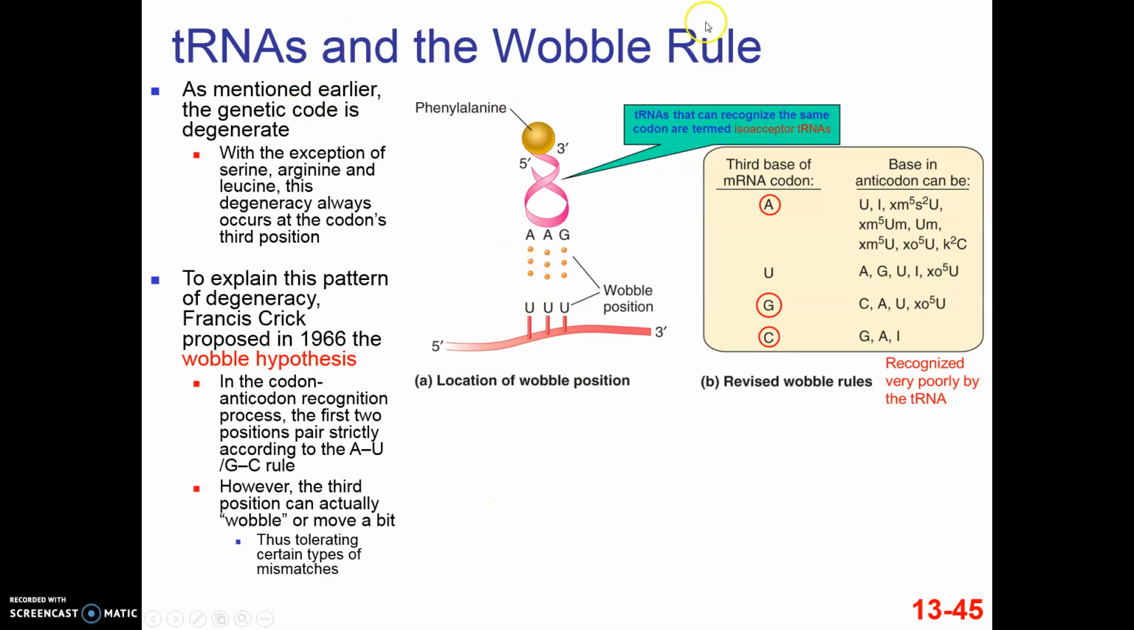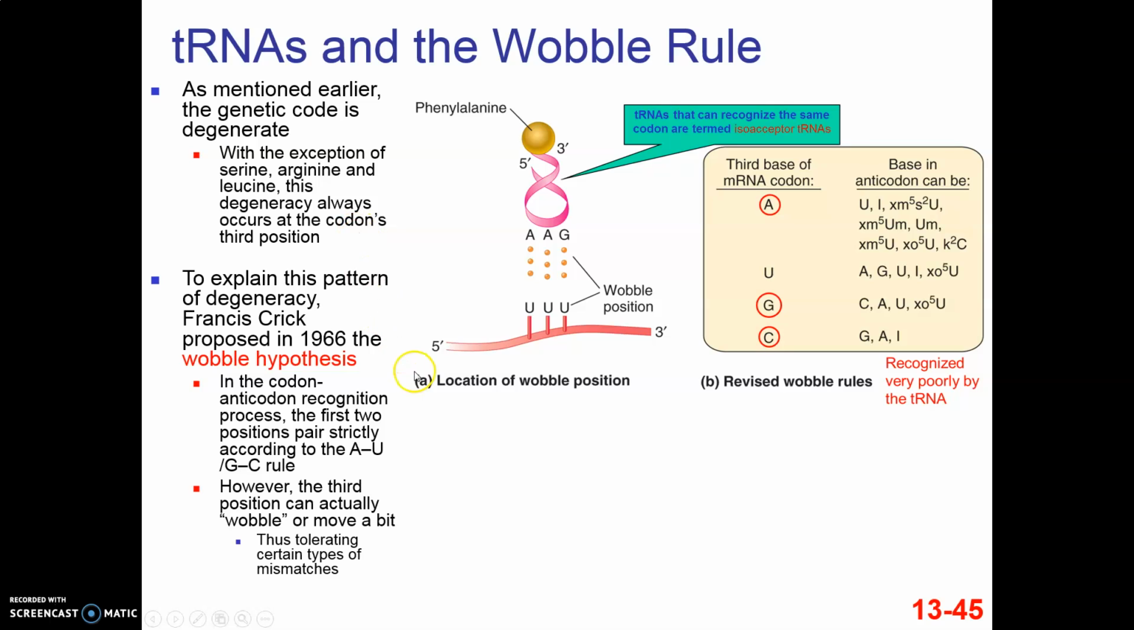So, the wobble rule. This is where the whole idea of having a modified nucleotide really comes into play. Most of the degeneracy in the genetic code comes down to the third position of the codon. There are exceptions to this. If you recall, serine, arginine, and leucine spill over into a whole different slew of codon usage, but all the others where you see several codons being used for the same amino acid, it's the third base that has variability.